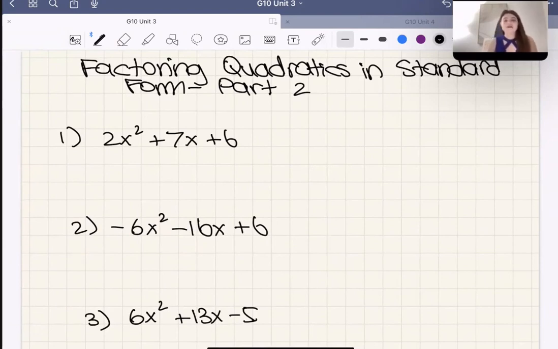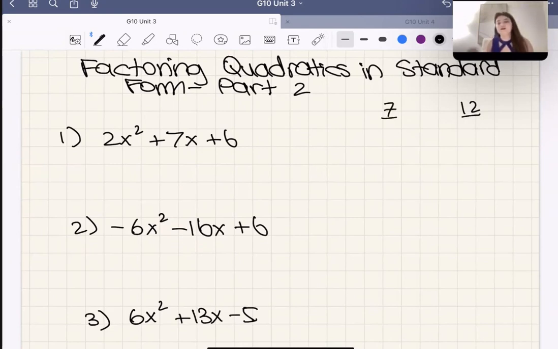Okay, so if we recall, let's say there's no 2, we just had the 6 and the 7. Well, then what we need to do is find two numbers that multiply to 6 and add to 7, right? However, in this case, we do have the 2. So what I'm going to do is multiply the 2 and the 6 together. So we're going to multiply a and c together. 2 times 6 is 12. And I'm going to find two things that multiply to 12 and that add up to 7.